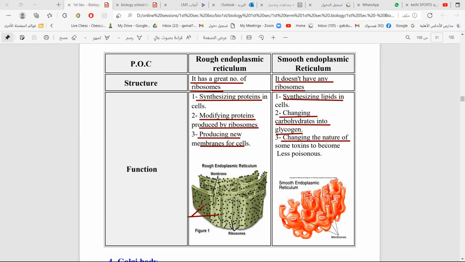Also, they help in changing the nature of some toxic substances to become less toxic or less poisonous. So it is found also in the liver to reduce the poisonous effect or toxicity of some substances. This is the endoplasmic reticulum, the rough and the smooth.